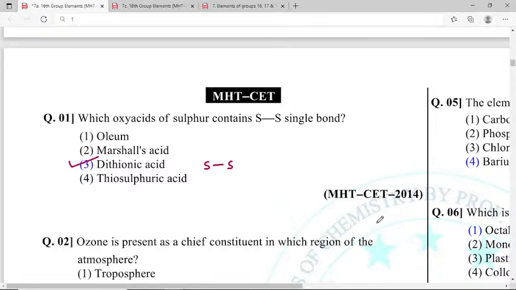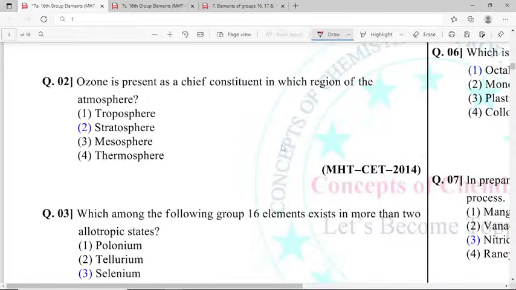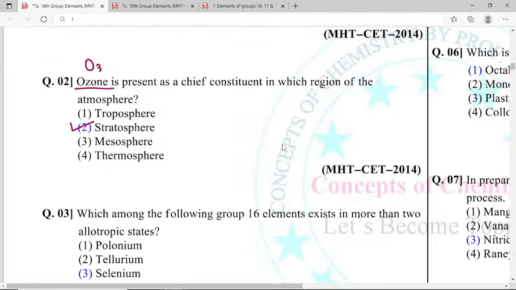Next question. Ozone is present as a chief constituent in which region of the atmosphere? Ozone, O3, is present in the stratosphere. It absorbs the UV rays from the sun, so it protects the earth from the harmful ultraviolet rays.